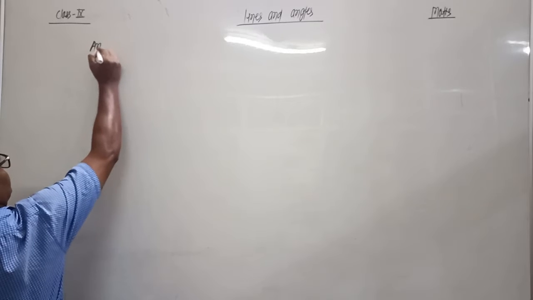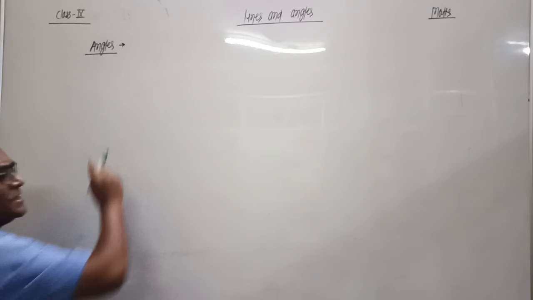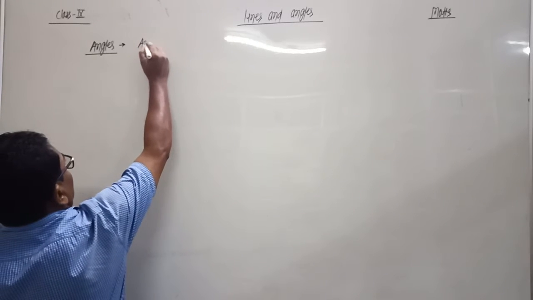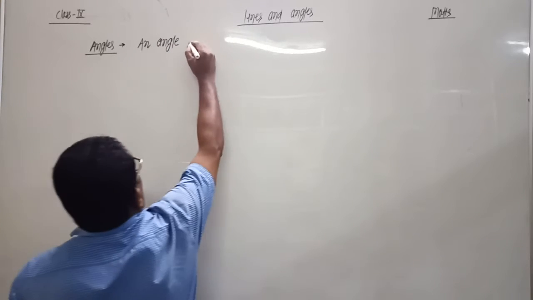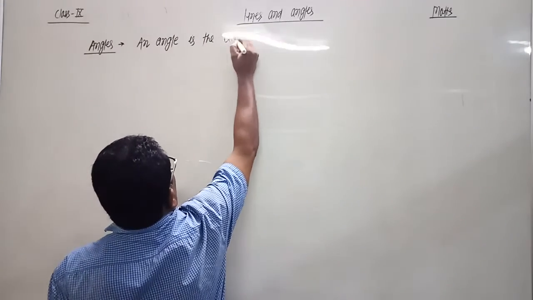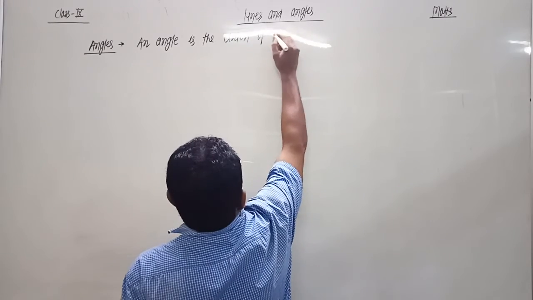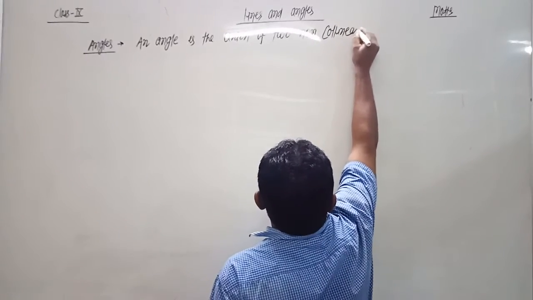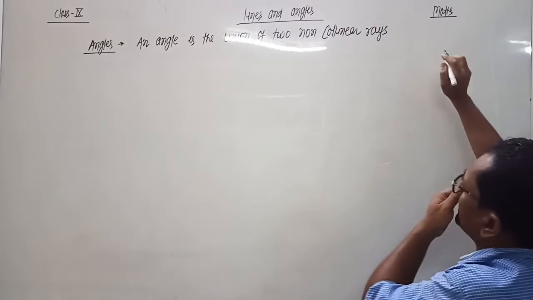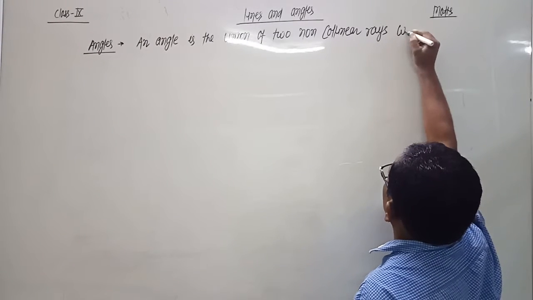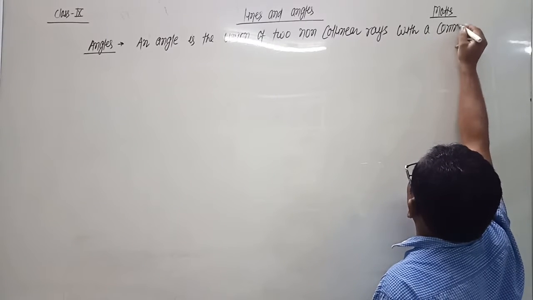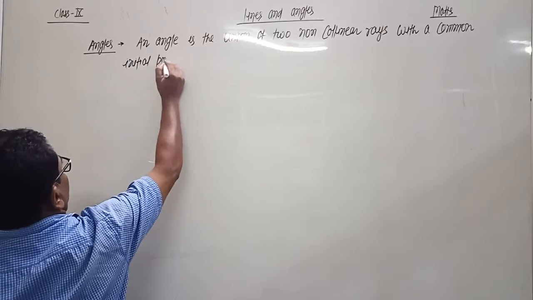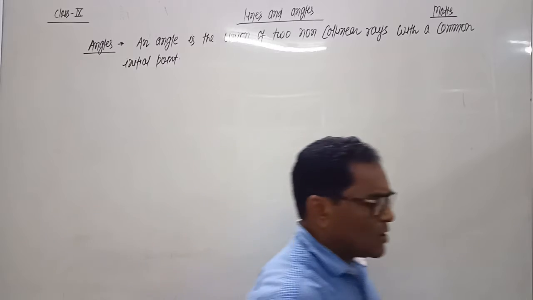What is an angle? The definition of an angle is the union of two non-collinear rays with a common initial point. An angle is the union of two non-collinear rays.